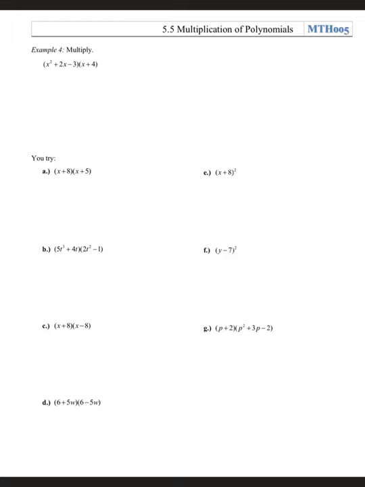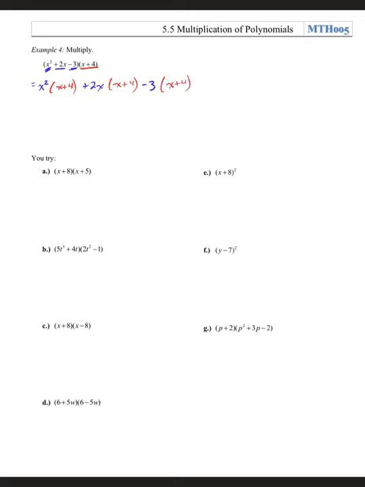So we're going to start with this first term here, which is this x squared. So I'm going to take x squared and I need to distribute it to this x plus 4. Now my next term here is plus 2x, and again I have to distribute that to the x plus 4. And my last term here is this negative 3, and we're going to multiply that by x plus 4.